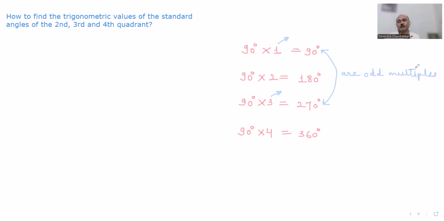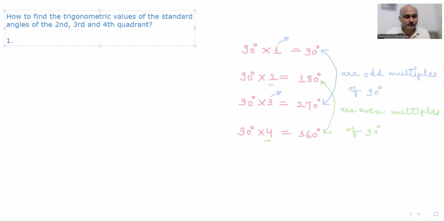Odd multiples of 90 degrees. Yes or no? All of you, please say yes quickly. Yes, sir. 180 and 360 are 90 multiplied by 2 and 4. So these are even multiples of 90 degrees. So now you are aware of even and odd multiples, right? So this is how this entire thing starts now.